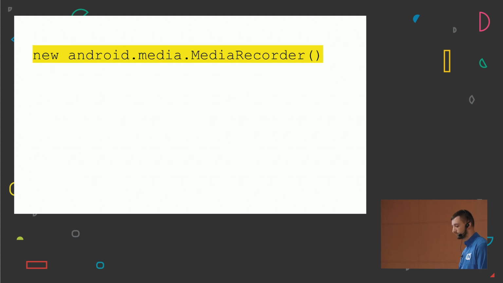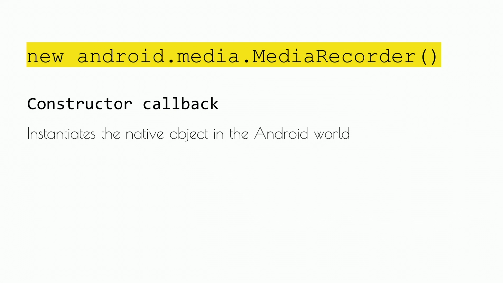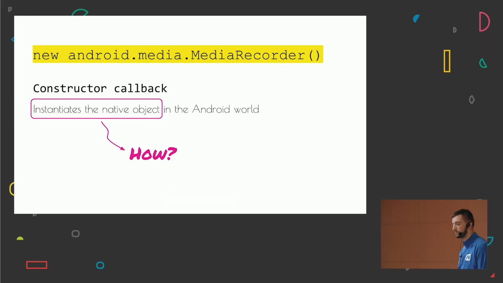But this function is something magical. And what is magical behind it is that it again has a callback. This time, we call this callback a constructor callback. And every time somebody tries to create an instance of the media recorder, this callback would be triggered, and again the execution would be delegated by V8 to our NativeScript runtime. And in the NativeScript runtime, we have to instantiate the native object in the real Android world. But how do we do that exactly?